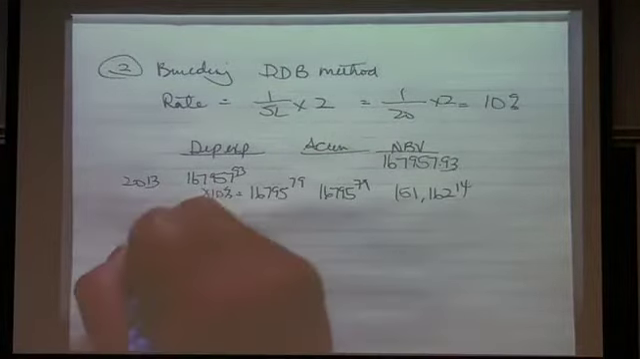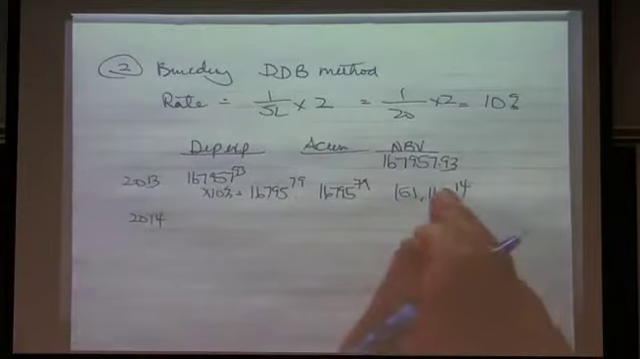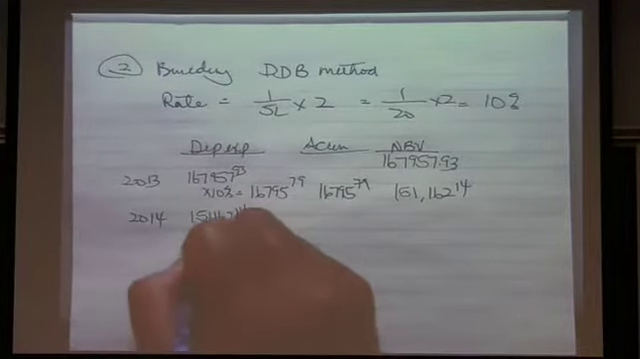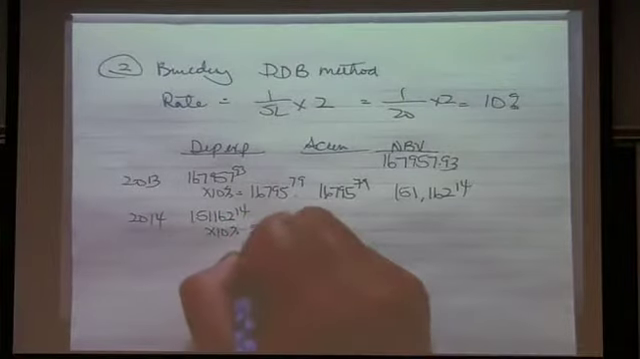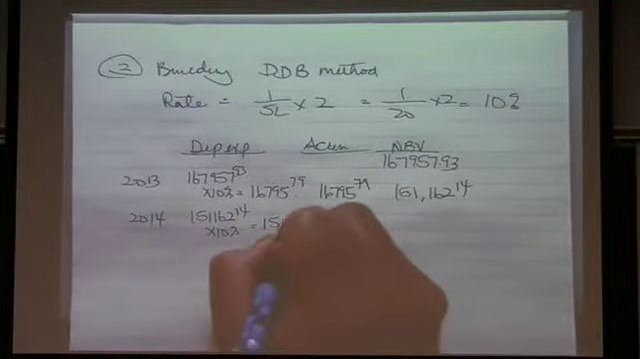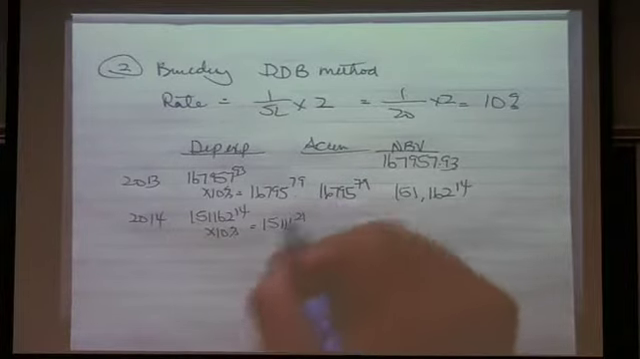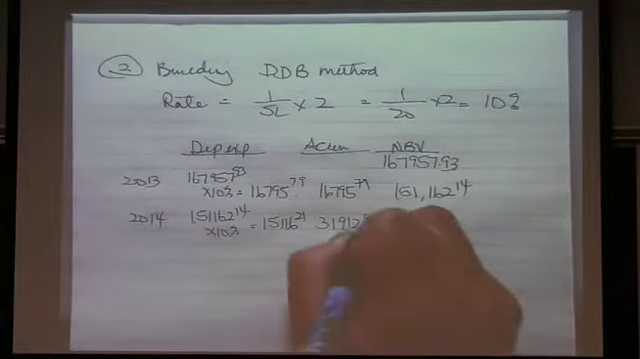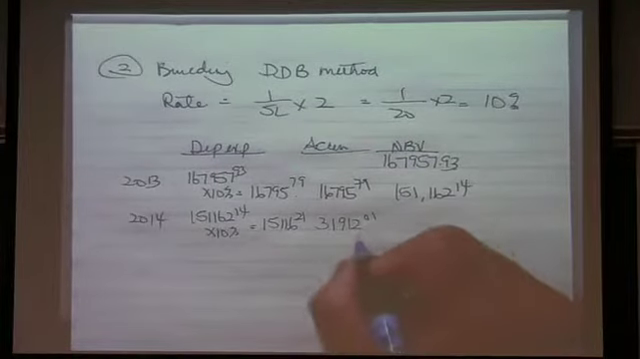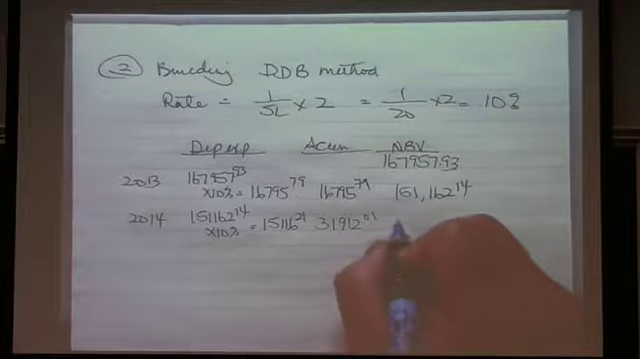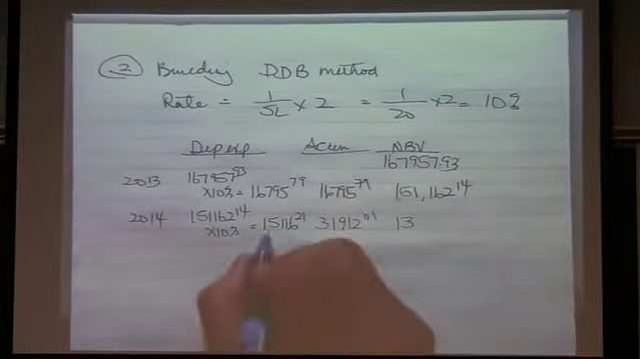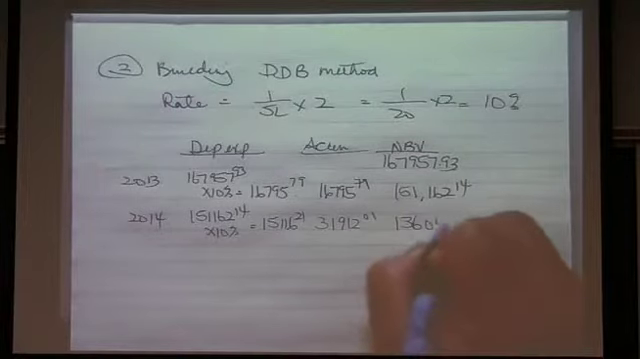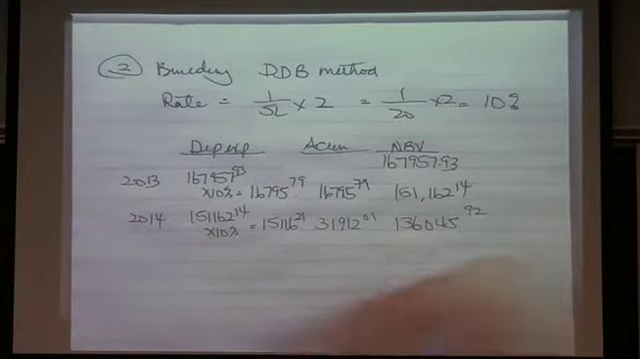For 2014, we're going to multiply 151,162.14 times 10%. The accum will be the sum of these two. And net book value will be less, right? So 151,162 minus 15,000 is 136,045.92.